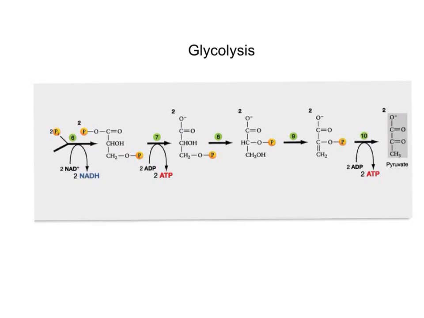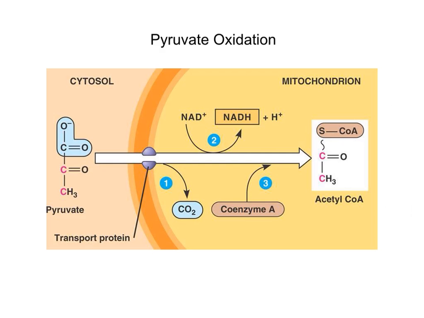The original glucose molecule has been broken down to 2 pyruvate molecules. The next stage of aerobic respiration then begins. Pyruvate oxidation is the second stage in aerobic respiration. With the help of transport proteins, pyruvate molecules enter the matrix, where coenzyme A allows pyruvate to be oxidized and NAD+ is reduced to become NADH. The resulting product is acetyl-CoA.